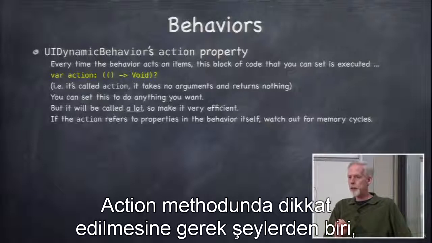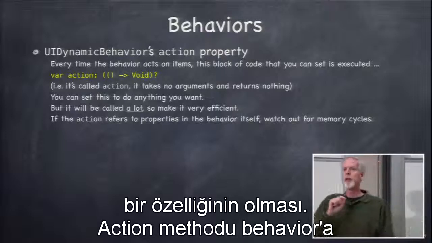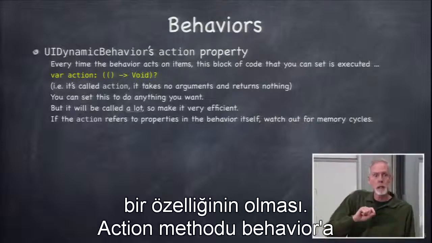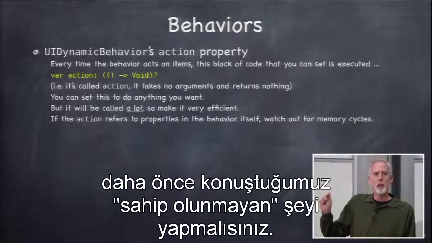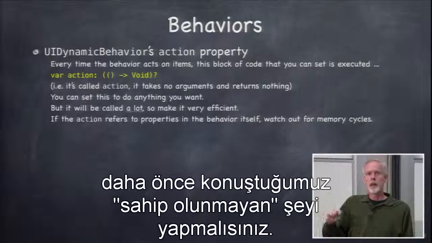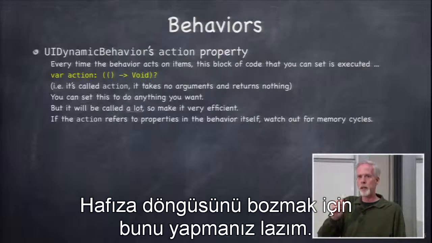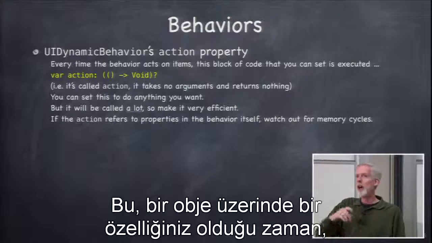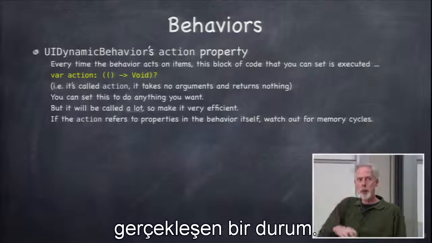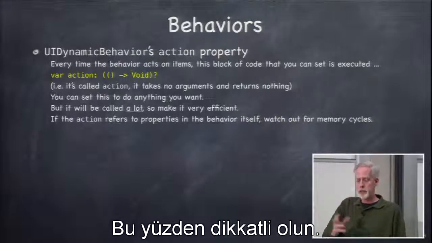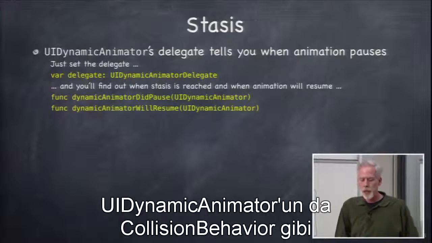One thing to be careful about with this action method is that it is a property on the behavior. So if that action method's code refers to the behavior, you're going to have a memory cycle. And so you need to do that unowned thing, the capture list that we were talking about. You have to do that to break the memory cycle. This is a case where you've got a property on an object, and the implementation of the closure that you assign often refers back to the thing that the property is on. So be careful about that. Let me show you a quick demo about that in a slide or two.